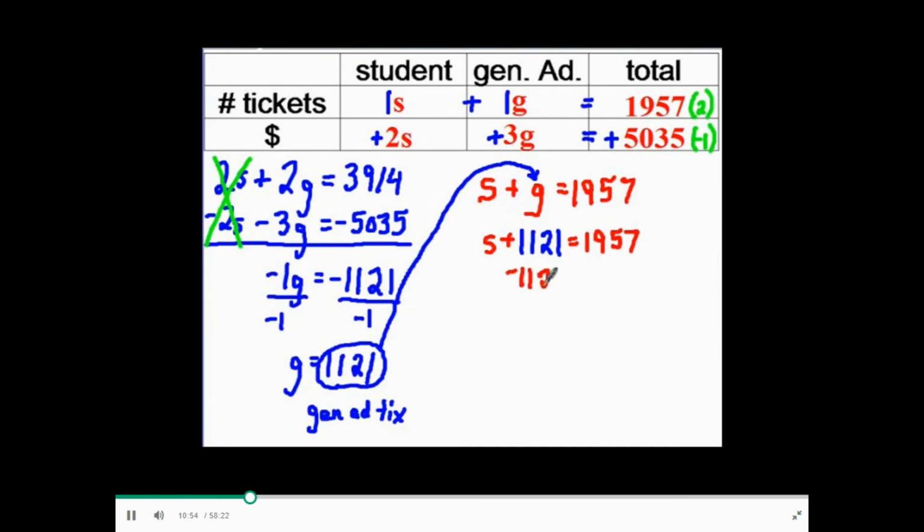Finally, in order to solve for S, I'm going to subtract the 1121. And that gives me S equals 836. Now 836, what does that mean? If I go back up here, S stands for the number of tickets for students. So 836 would be student tickets. Now we know how many general admission tickets and how many student tickets were sold. And we have answered this question.